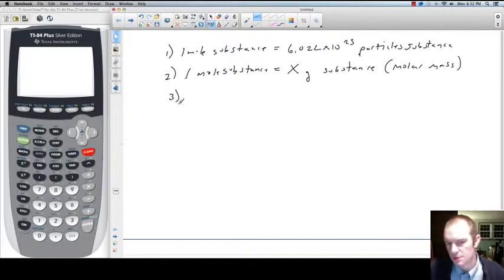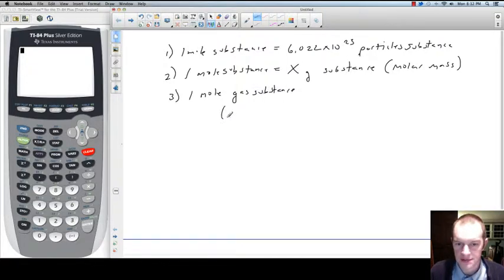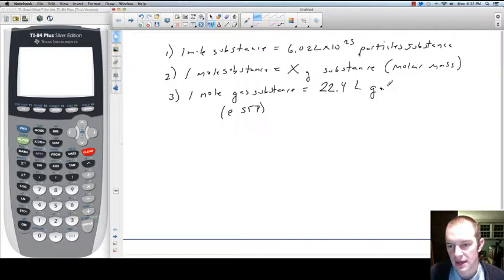The third way it can be used, and we probably won't refer to it until we get into the gases and gas laws, is to know that 1 mole of a gas substance, and the condition has to be at what's called STP, or standard temperature and pressure, 1 mole of a gas substance at STP is equal to 22.4 liters of gas volume.